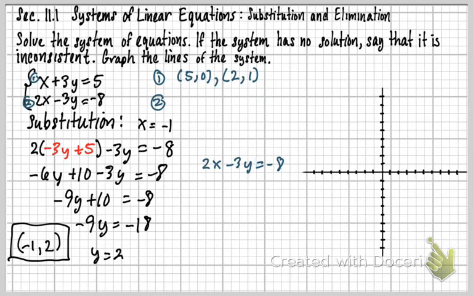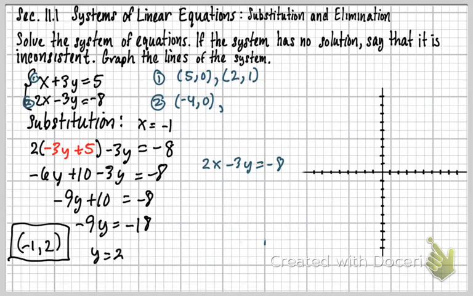So I'm just going to plug in 0 for y. So that's going to be 2x minus 3 times 0 equals negative 8. So then 2x equals negative 8, which means when I divide by 2, x equals negative 4. So I get the ordered pair negative 4, 0. And then I need one more point here. So now I'm going to find another point.